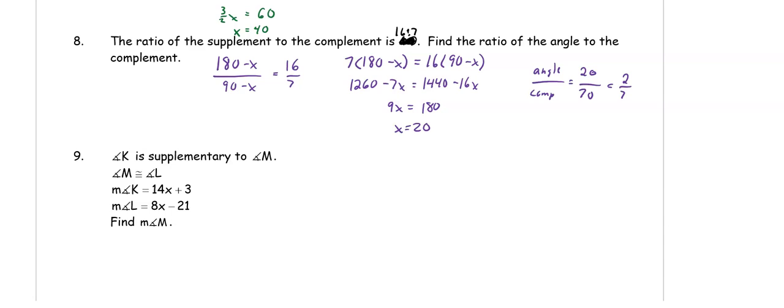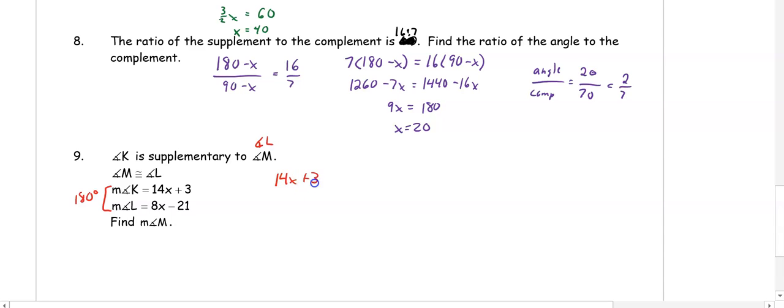In number 9, K is supplementary to angle L, or to angle M. Angle M is congruent to angle L. So we don't know anything about angle M. We know that M and L are congruent though, so we can also say, because they're interchangeable, if they are equal to each other, that K is also supplementary to angle L. So using these two angles, we know together they are 180 degrees.